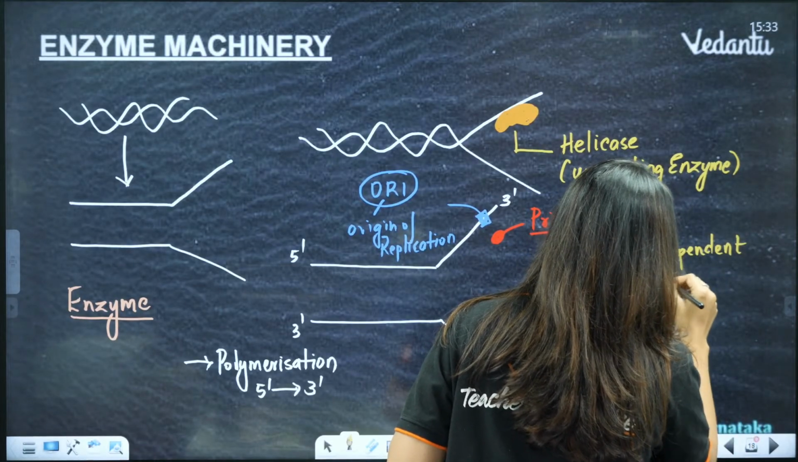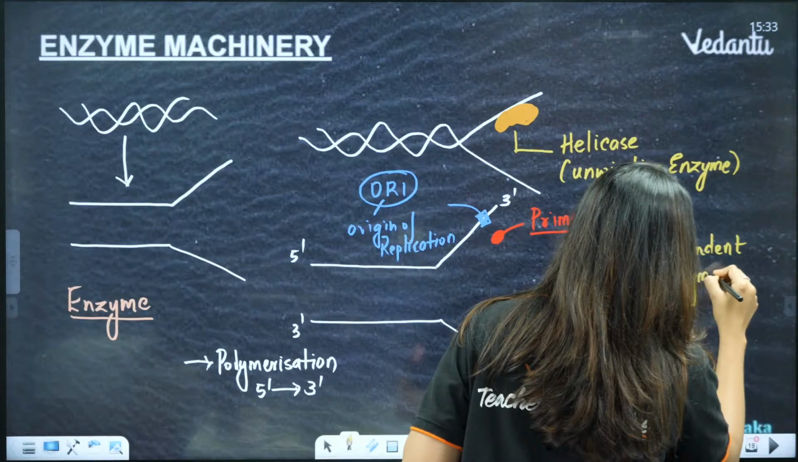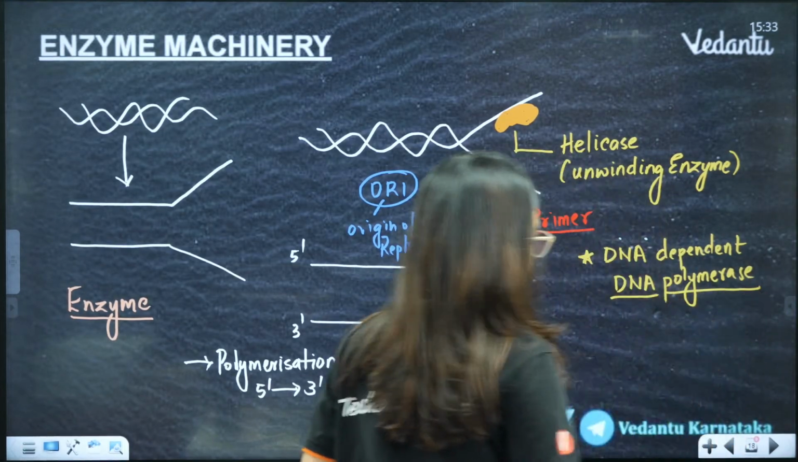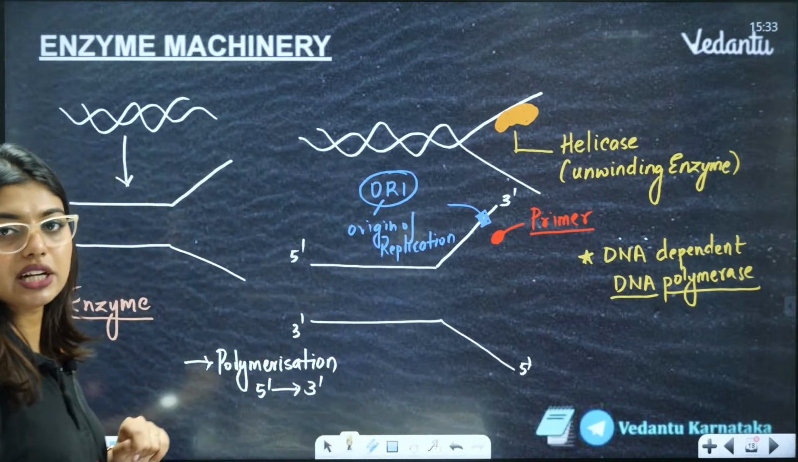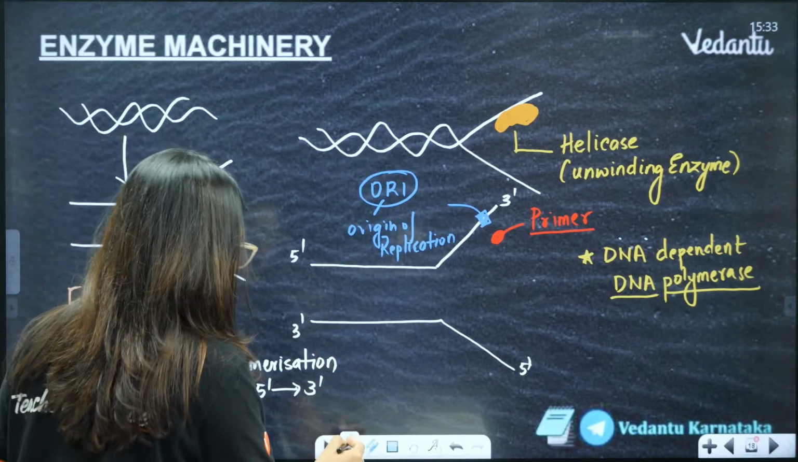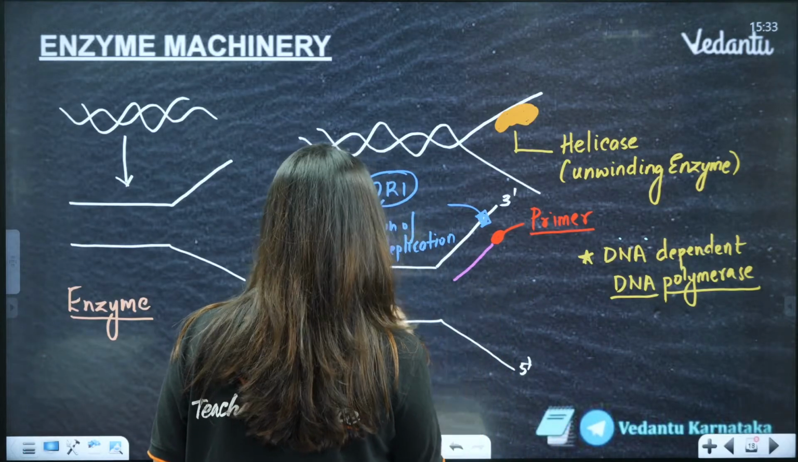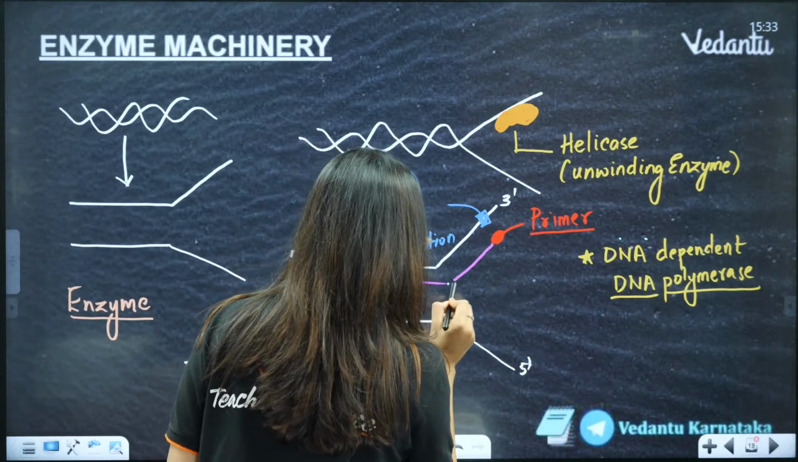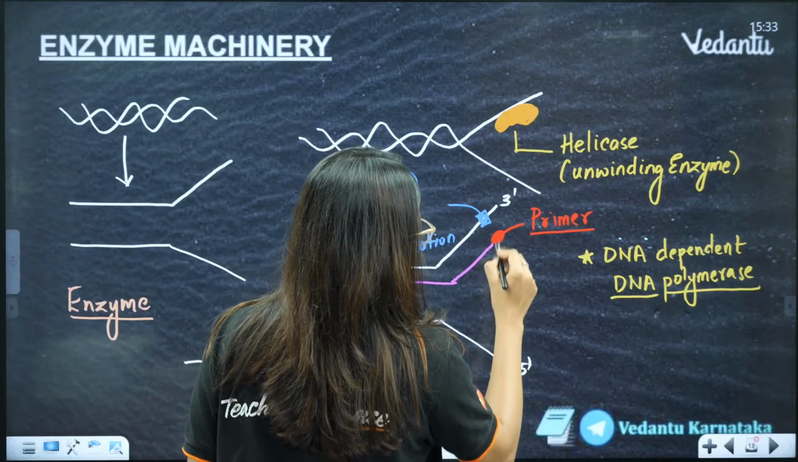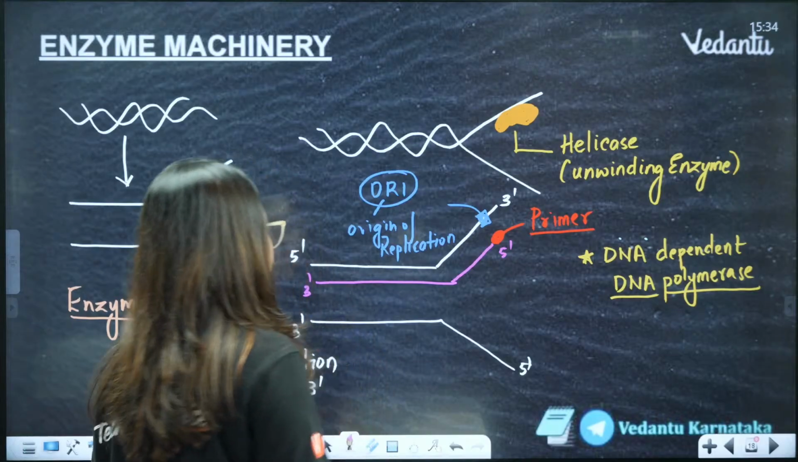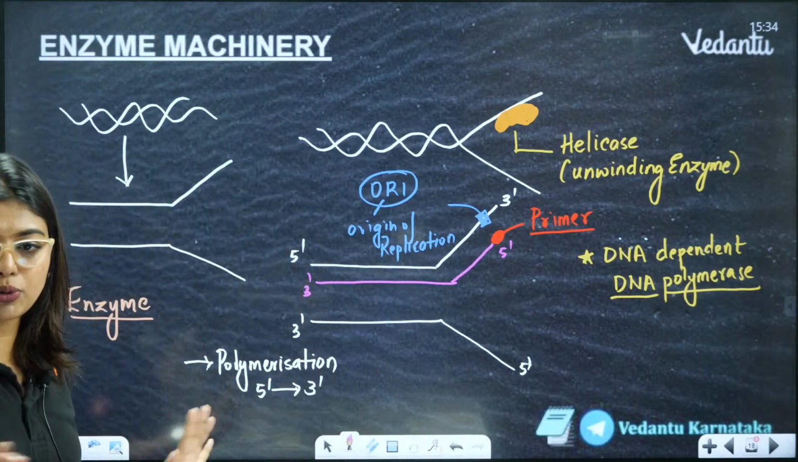Don't write DNA dependent RNA polymerase and come for the exam. It is DNA dependent DNA polymerase for your replication. So this fellow, what he did, he formed one new template and gave. Everyone was happy. So here 3' means here it will be 5', here 5' means here it will be 3'. So this is a continuous strand, no problem in that.